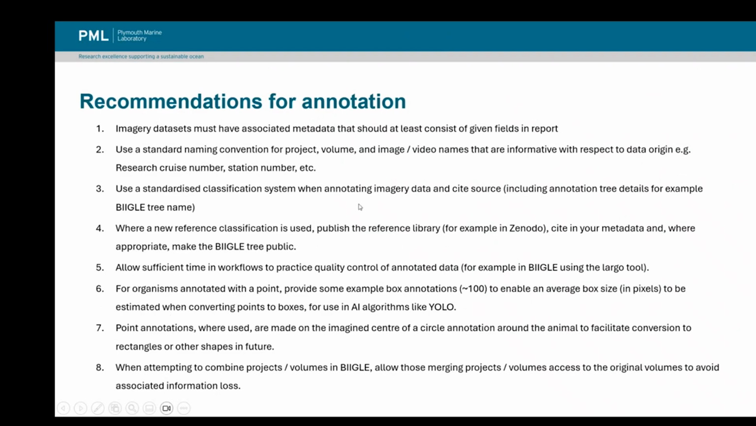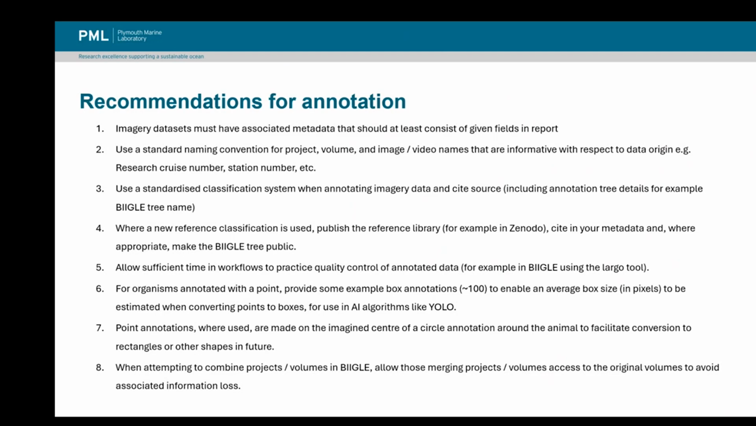So the recommendations arising from this pilot study are really that in imagery, well, there were loads of them. I won't read them all out, but basically we need decent associated metadata. That caused a huge amount of delay when trying to merge projects, Beagle projects together. A standard naming convention for projects would be helpful, it just makes it easier to understand the data. A standardized classification system when annotating imagery would be very helpful. It'd be better if we didn't have 17 trees to start off with. When you have a reference classification, publish it somewhere so it's really obvious what you're standardizing to.